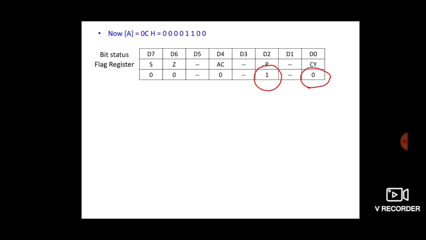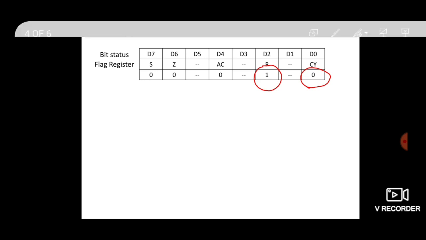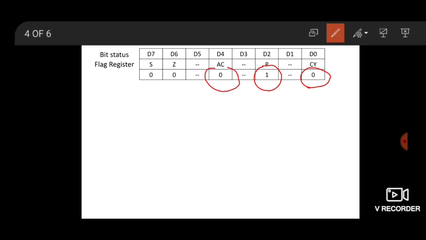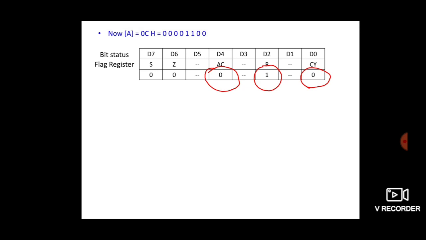Now see next, the auxiliary carry flag. The auxiliary carry flag means a carry bit from D3 to D4 during an arithmetic or logical operation. But in this operation, there is no carry from bit D3 to D4. So here the auxiliary carry flag is also reset. Next is the zero flag. The zero flag is reset.